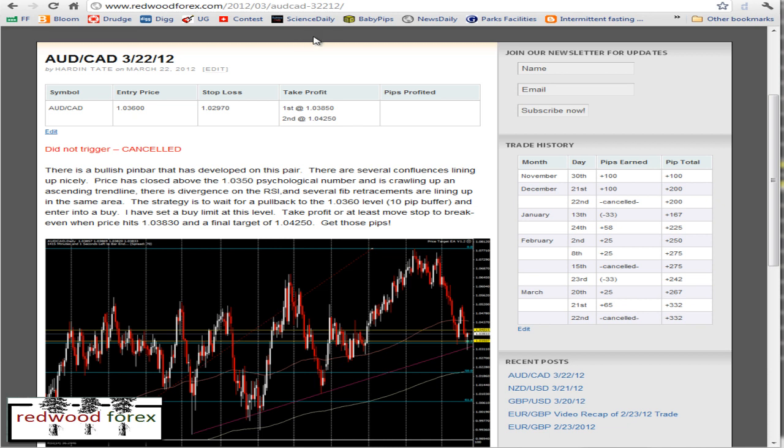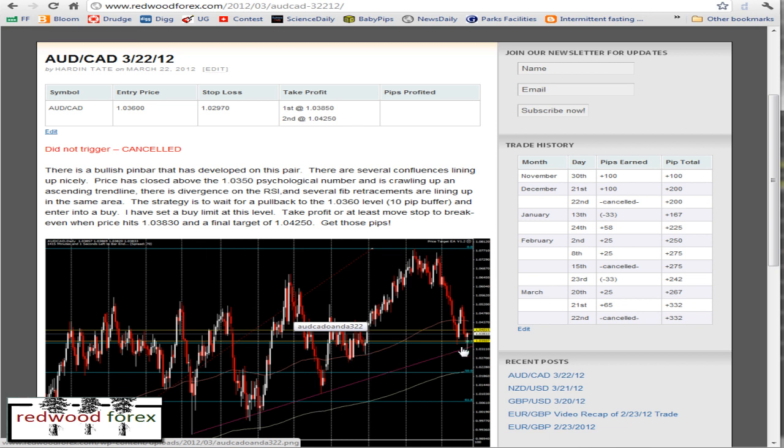CAD trade that I did the other day. I ended up not pulling the trigger, and I canceled it before it ever came to my buy limit. And I canceled it for several reasons. First is what they call one of the crazy crosses. It's the Aussie versus the Canadian. So it's actually the Aussie dollar crossed with the U.S. Canadian dollar, and you end up getting this chart right here.